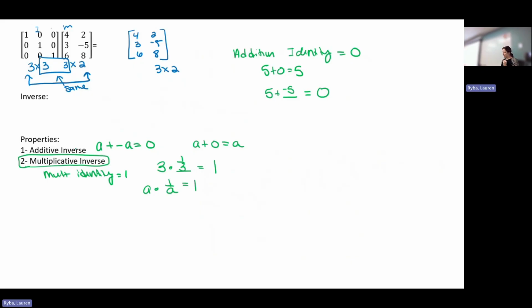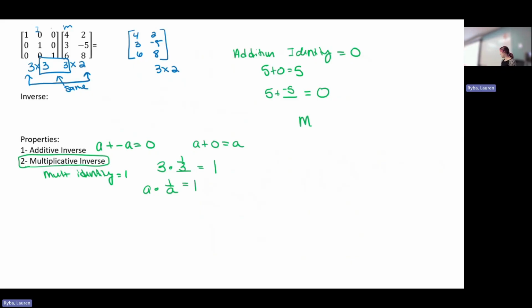I can do that with addition. I can take a number, I can add its inverse and create the identity. Multiplication, I can take a number, multiply by its inverse, aka reciprocal, and get the multiplication identity. So the same thing is going to happen when we work with matrices.